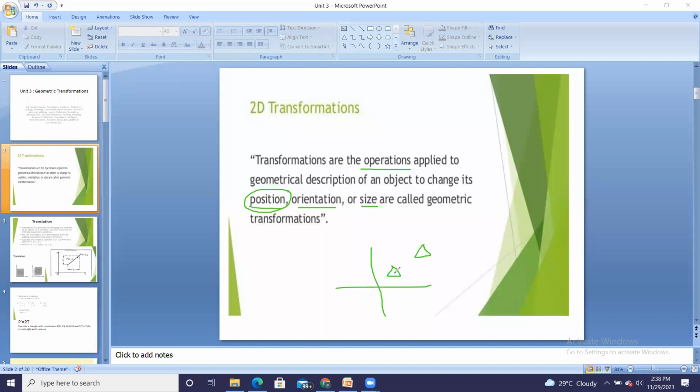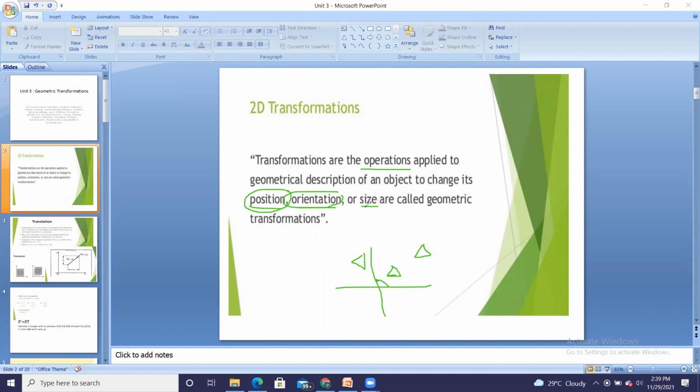Then the second type of transformation is orientation. Orientation deals with rotation of the object. Here is a triangle, and when I rotate it by 90 degrees, the side which is parallel to the x-axis becomes parallel to the y-axis after rotation, and this will be your resultant triangle. So this is your original triangle, and this is your resultant triangle after 90 degree rotation. Here we are changing the orientation of the object, which is also called rotation.